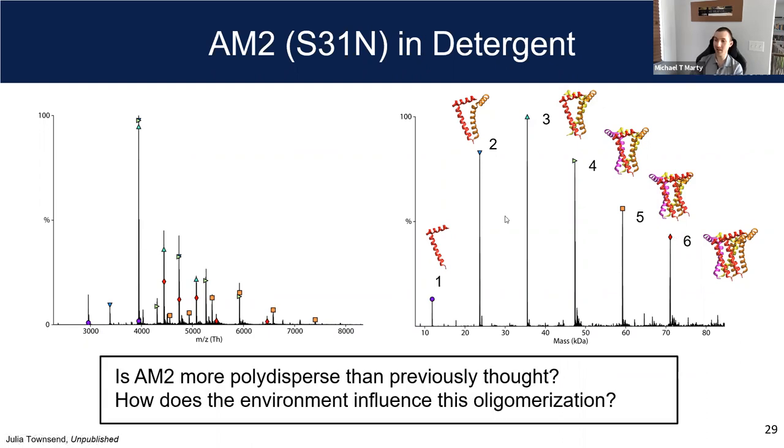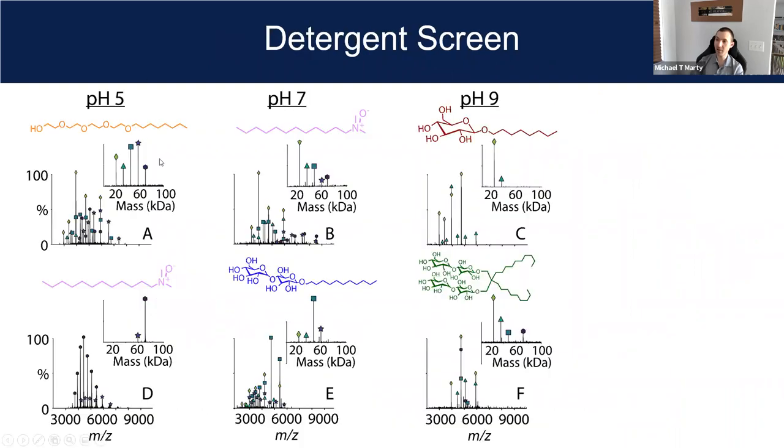And so we thought, is this perhaps more polydispersed than we thought? Could the environment be influencing this oligomerization? Maybe we just screwed everything up and we've done everything wrong, and we should be getting a tetramer, but we're not. So we started to try a bunch of different things. We screened different pHs, we screened different detergents.